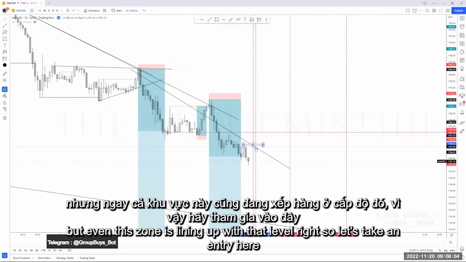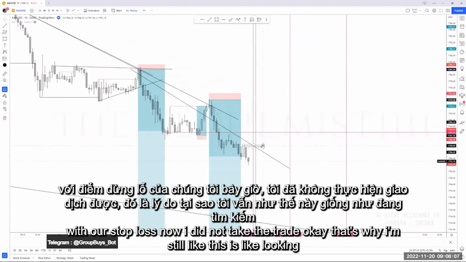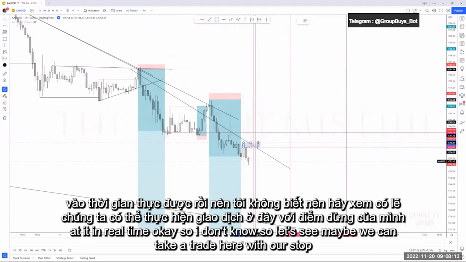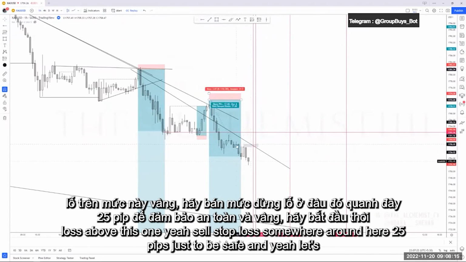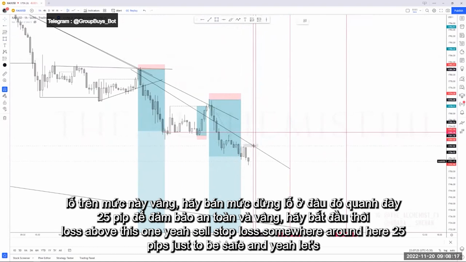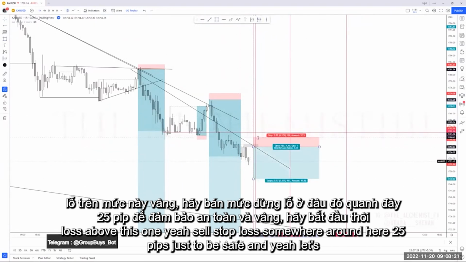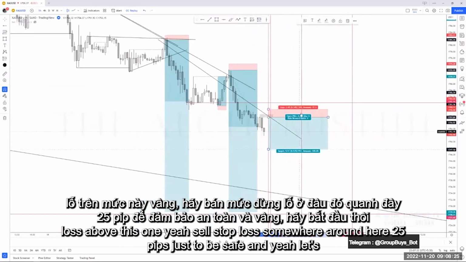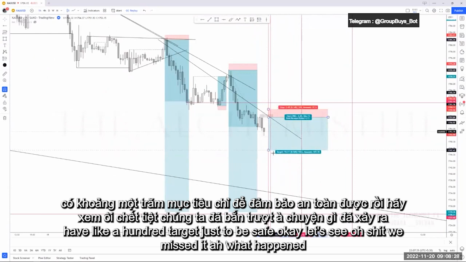So let's take an entry here with a stop loss. Now I did not take the trade. Okay, that's why I'm still looking at it in real time. So I don't know. Maybe we can take a trade here with our stop loss above this one. Sell. Stop loss somewhere around here, 25 pips just to be safe. And yeah, let's have a 100 pip target just to be safe.